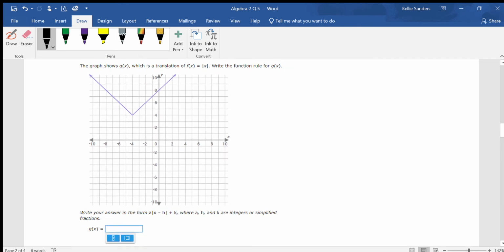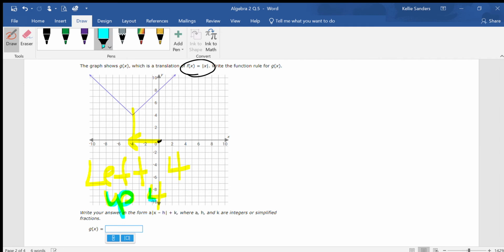Okay, so it's an absolute value graph. We have to give the equation. So remember, absolute value usually starts at 0, 0. What happened? We went to the left 4, and we went up 4. Actually, let me put that in a different color since they're both the same number.